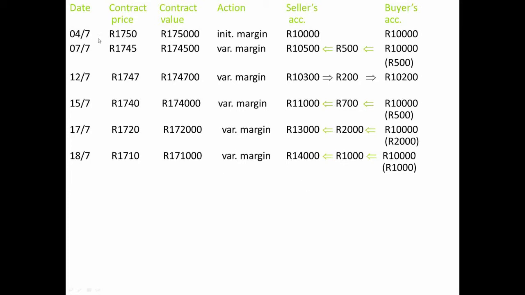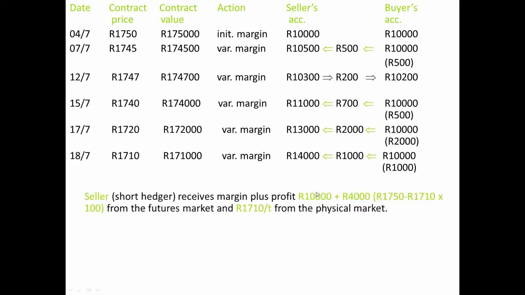So now here, the most important thing is to look and say, when we ended on the 4th of July, the price was 1750. When we are exiting a week or 2 weeks later, the price is now at 1710. So it's an overall drop of 40 Rand per ton. That's what you see there, and we'll see that being reflected in our calculation here.